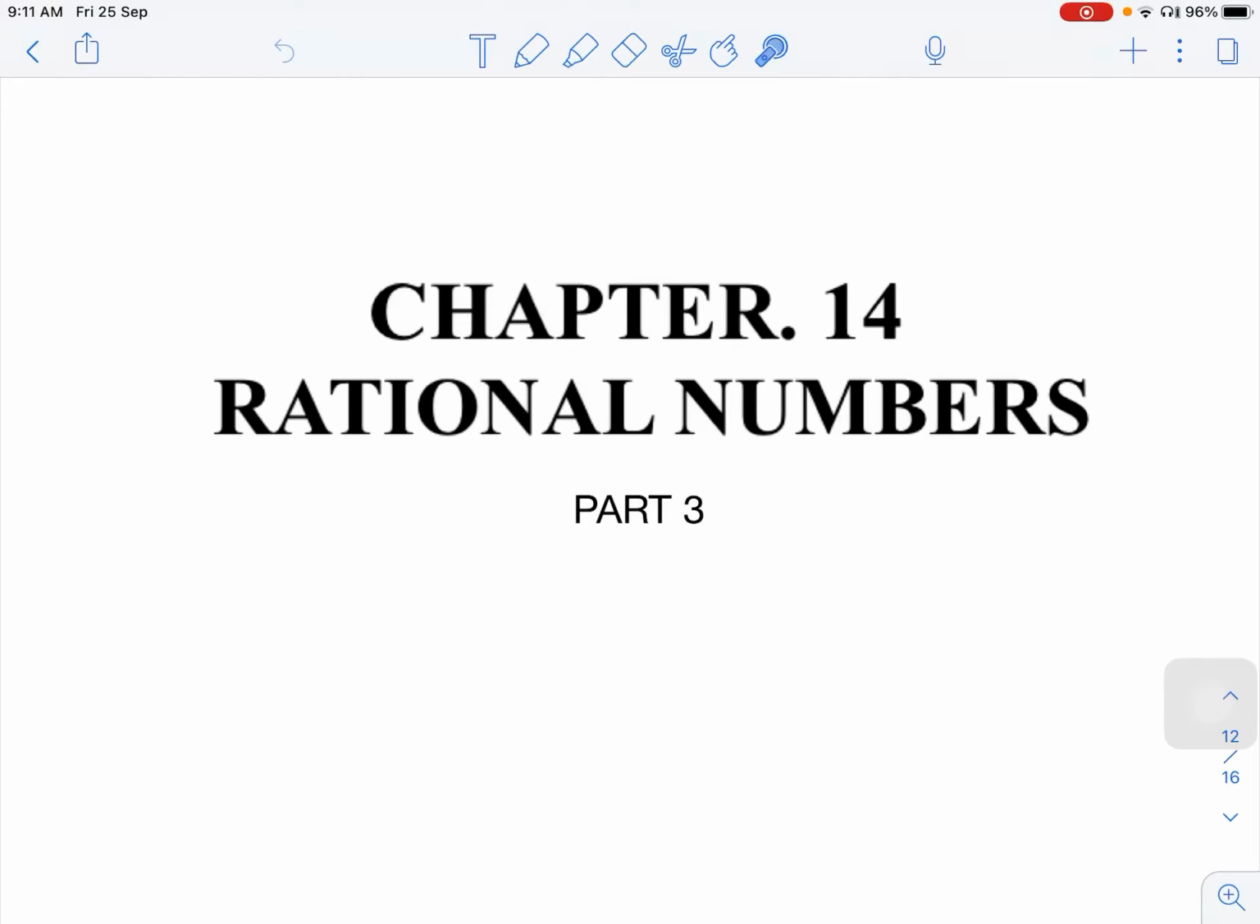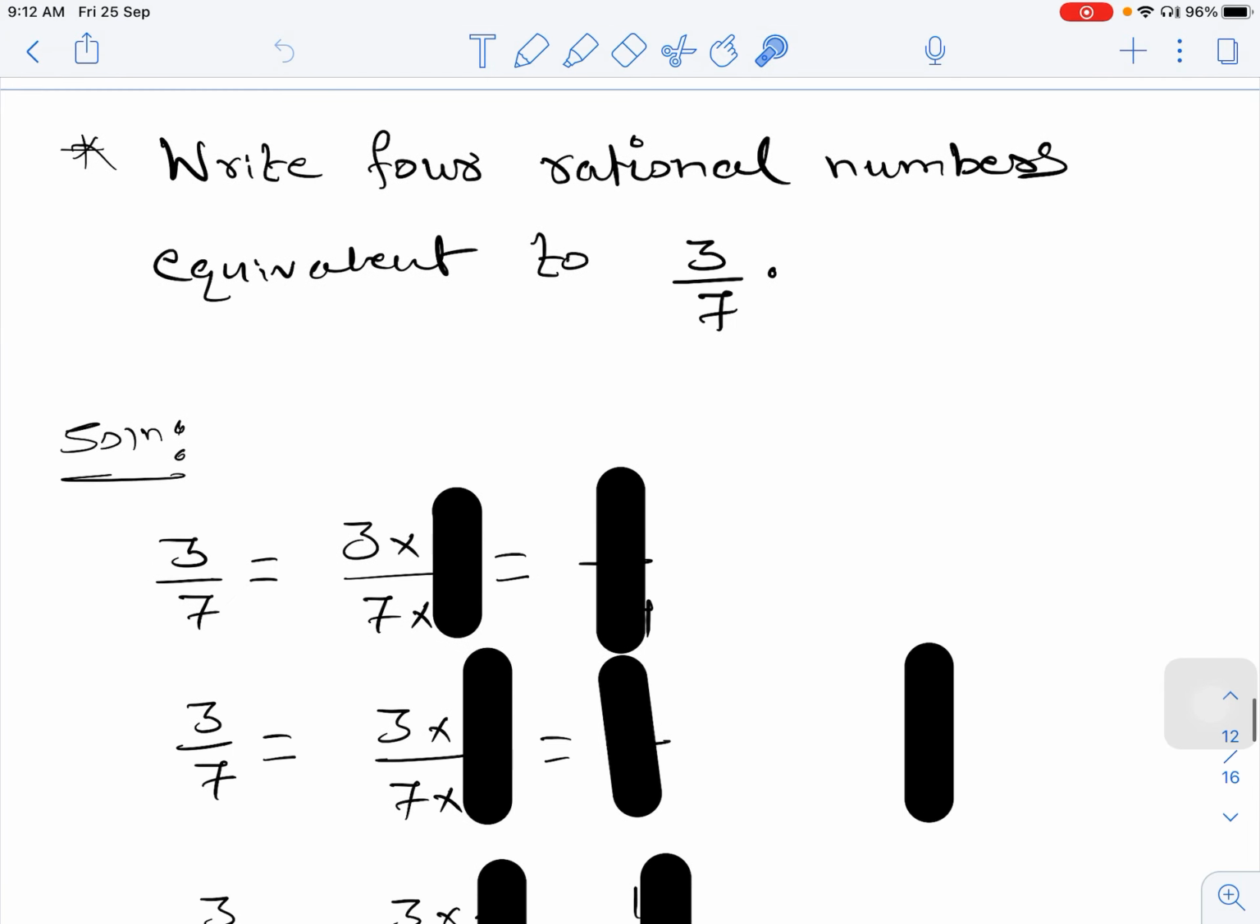So, hello students. Today we are going to learn part 3 of chapter number 14, that is rational numbers of class 7. Okay. Now, in the previous part, we have solved some examples based on rational numbers. Today also we are going to solve some more examples based on the same topic.